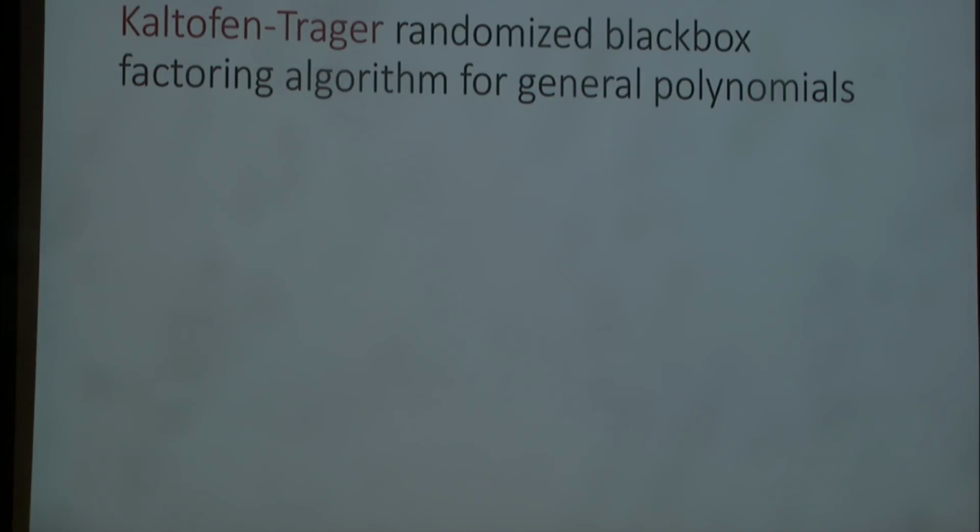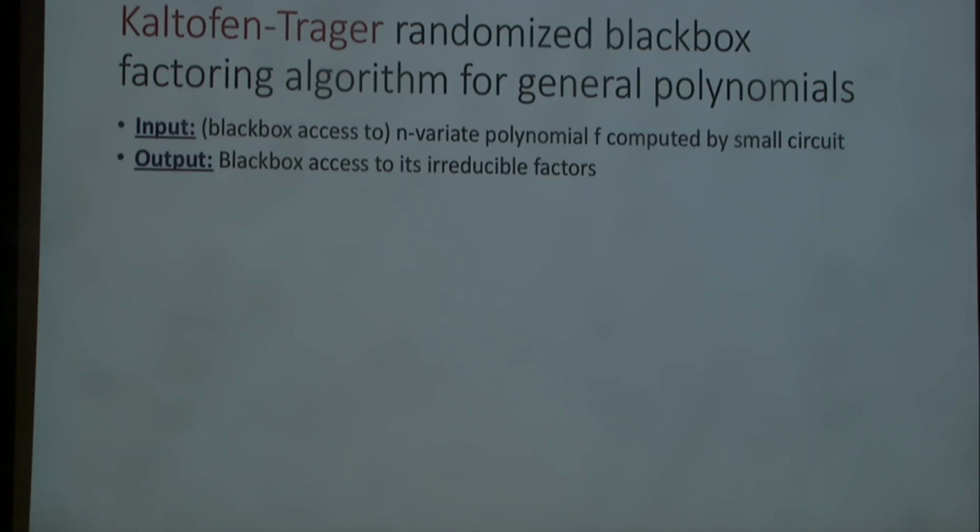So for general polynomials, this is how the Kaltofen-Trager algorithm worked. Your input is black box access to an n-variate polynomial computed by a small circuit. Your output, you want black box access to its factors. You don't need that it's computed by a small circuit, you just have a black box. I think the proof doesn't need a small circuit. I'm not sure, does it need a small circuit? You need the Hilbert irreducibility. And a small degree, of course you need the degree.